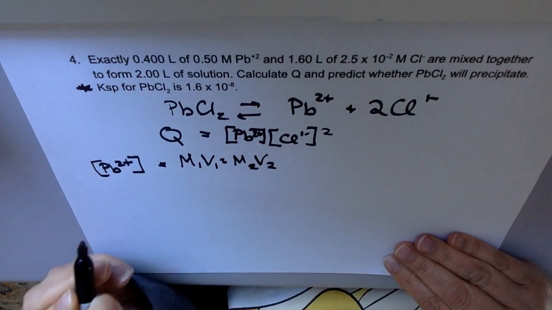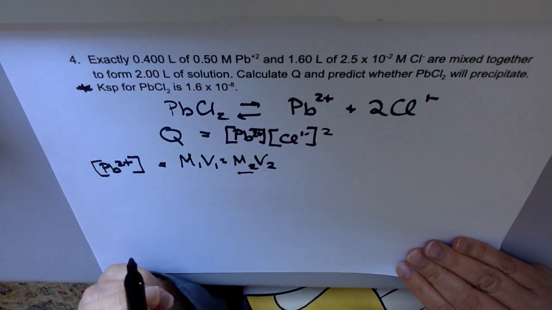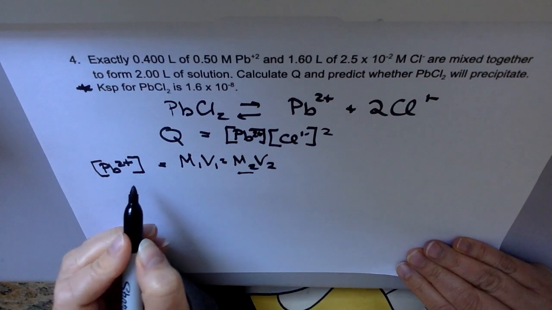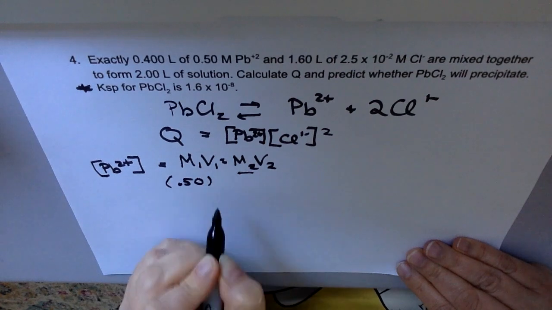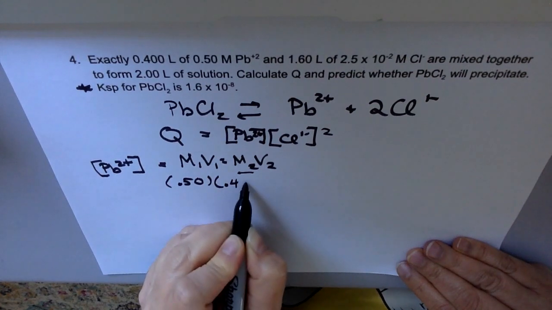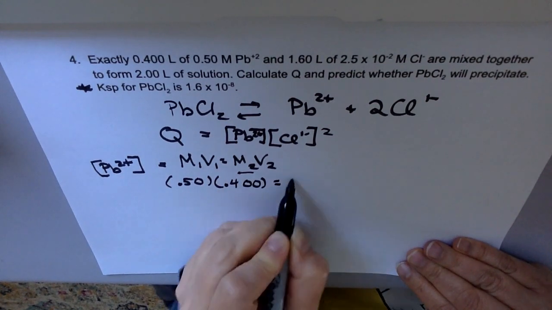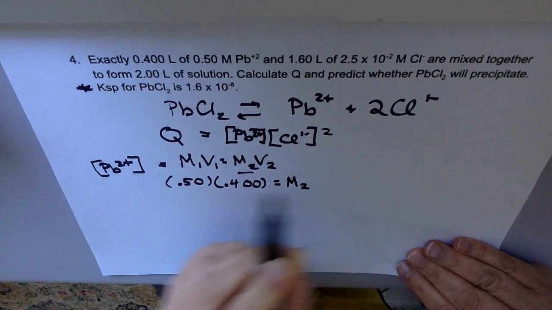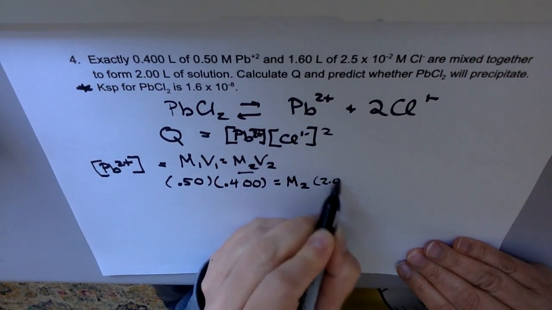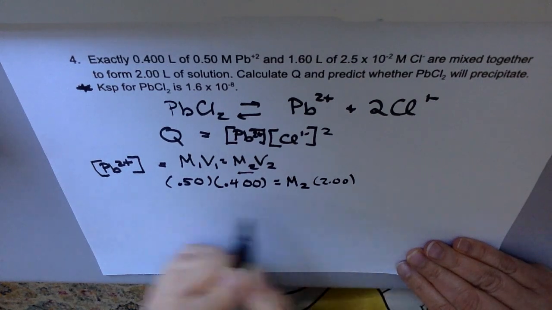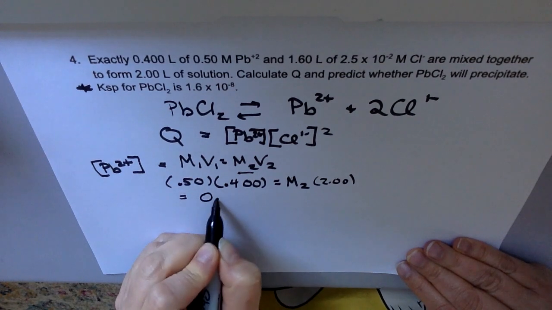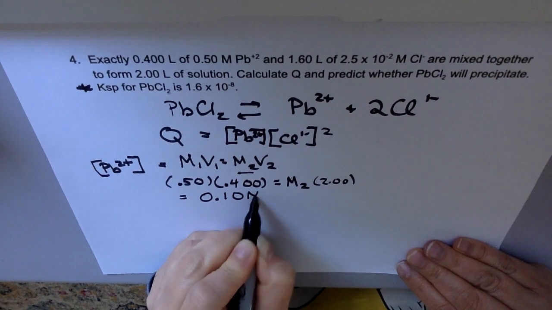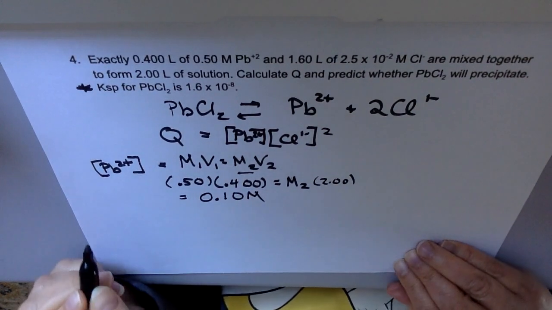All right, so we're going to solve for M2. For lead, you start out with 0.5 molar and a volume of 0.400 liters, and you're trying to solve for M2, and the final volume is 2 liters. If you solve for M2, you should get that the concentration of lead is going to be 0.10 molar once it's mixed. Okay, so that's going to go in here.